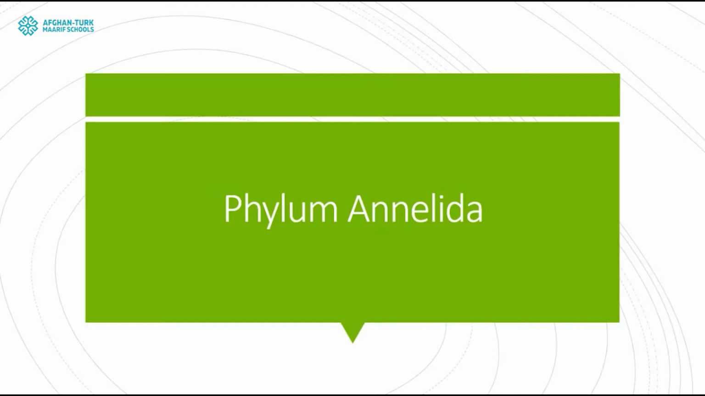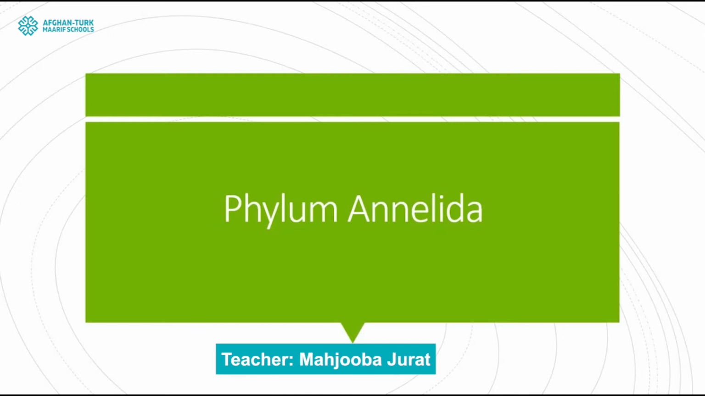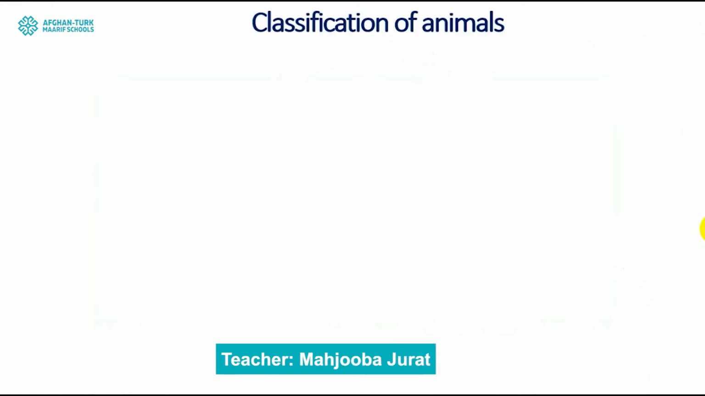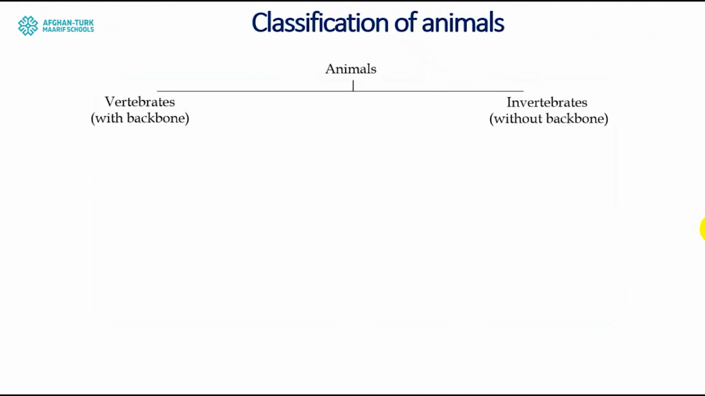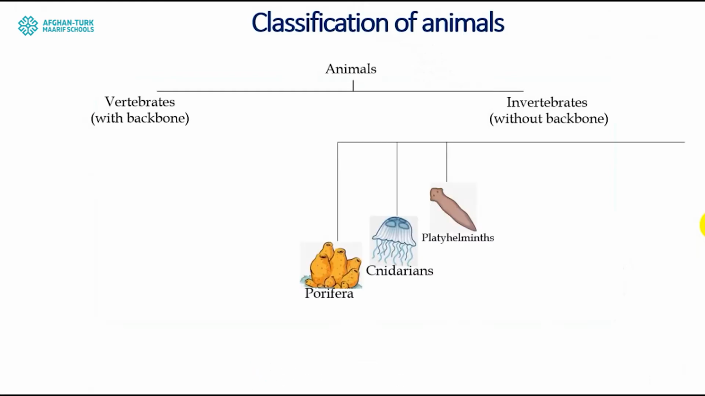Hey everyone, today we're going to talk about Phylum Annelida. If you remember about classification of animals, we said that we can divide them in two parts, which is vertebrates and invertebrates. Then we divided invertebrates in different phyla like Porifera, Cnidarians, Platyhelminths, and Annelids, the thing which we're going to discuss today. So these are also such interesting animals.